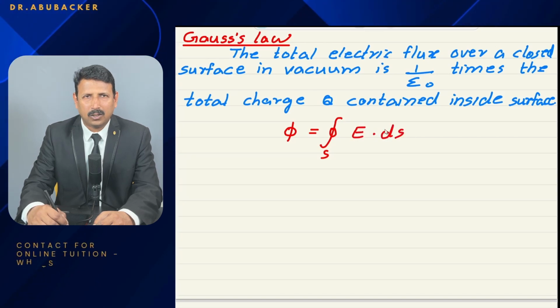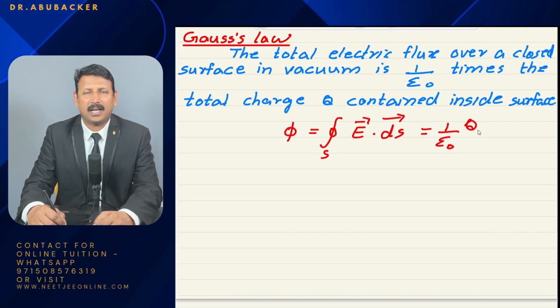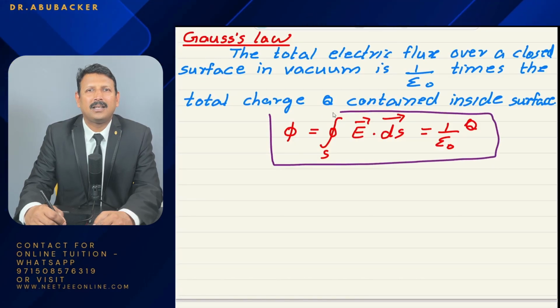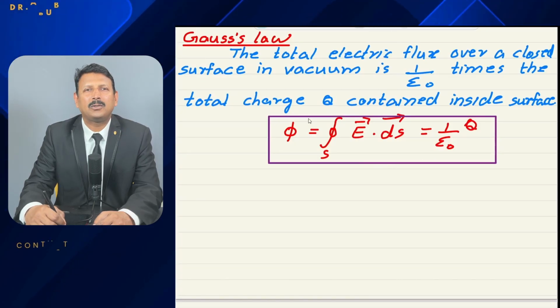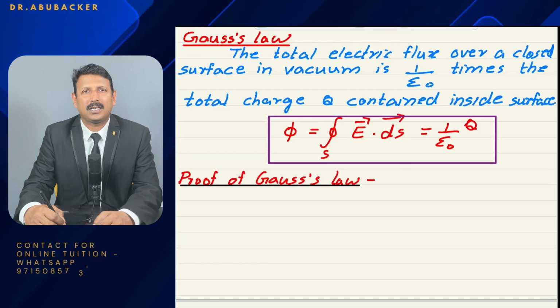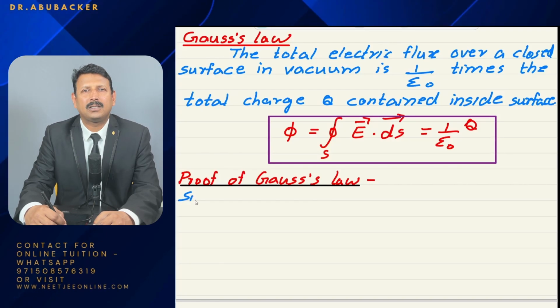Flux phi is equal to closed surface integral E dot ds. I explained to you before what is that circle on the integration symbol, yeah. So it is equal to 1 by epsilon 0 times Q. Remember this equation as well as the definition, okay, clear, yeah. Phi is equal to 1 by epsilon 0 times the charge enclosed, small letter q or capital letter Q, you can.